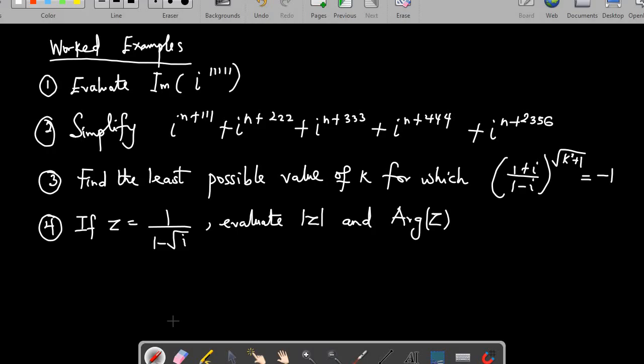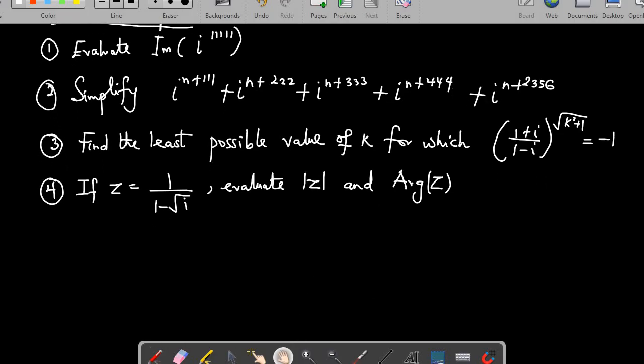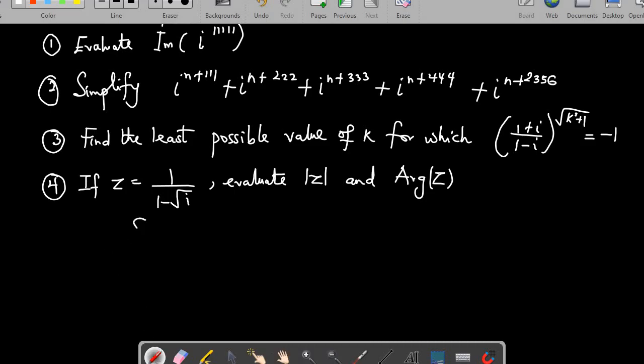You can pause the video and try to solve this yourself to see if you really can give it a shot. Okay, I'll be solving them now. Let's start with the first one. Now we have to evaluate the imaginary part of the complex number i raised to the power 11111. Now the drill, don't forget the drill of higher powers.